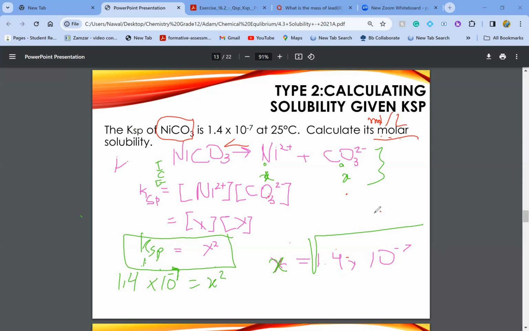So this equals x squared, but I don't need x squared, I need x. The answer is 1.2 times 10 to the power negative 4. Yeah. Okay, good. And what? M. Very good, because he said molar. Mole per liter or molar, it's okay. Let me see if there is any easy question.